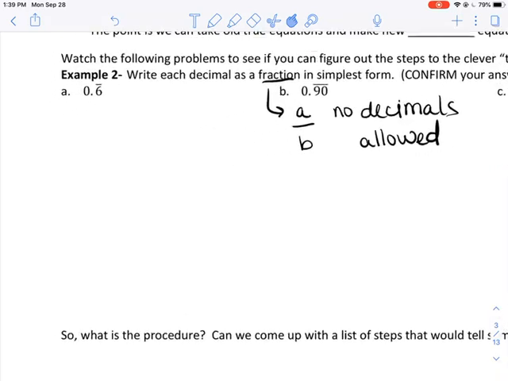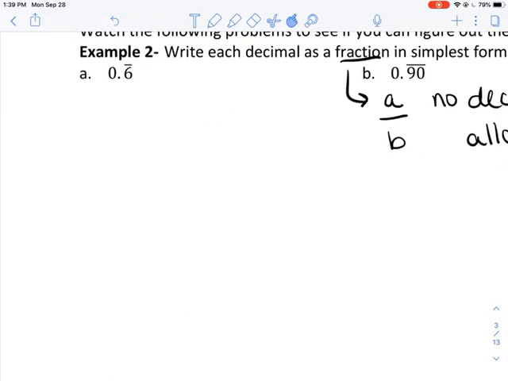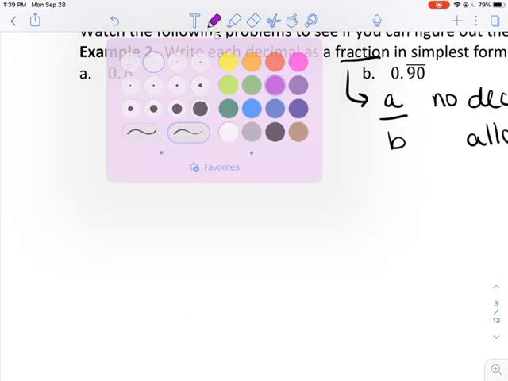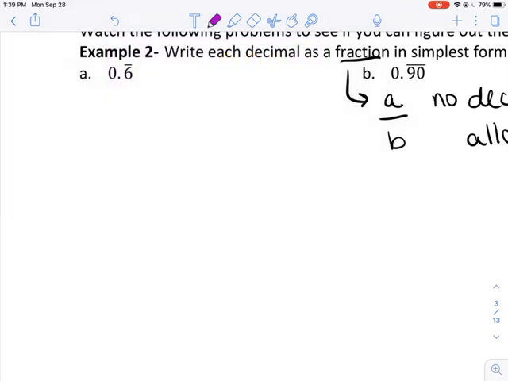Now we're going to look at example 2a. On this number, the repeating bar over there means that that digit repeats on into forever. So we're going to have 6s that just keep going on. And when I think about writing this as a fraction, I can't have any decimals, but I have infinitely many 6s after the decimal. I'd really like to get rid of that repeating part.